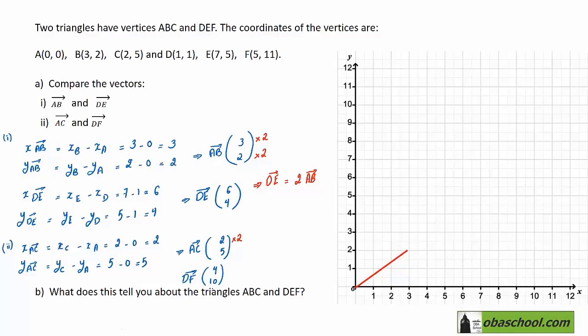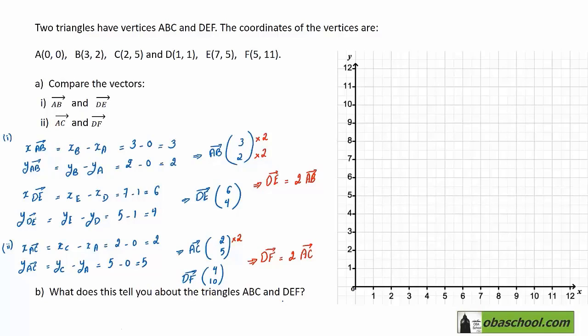Same goes for AC and DF. If you multiply AC by 2, you will get DF. So DF vector is equal to 2AC vector. Now, this is something that you can point a conclusion out from. And that is through solving part B, of course. What does this tell you about the triangles ABC and DEF?